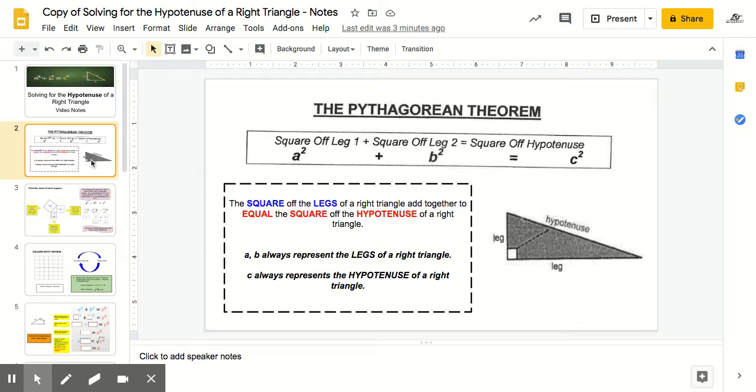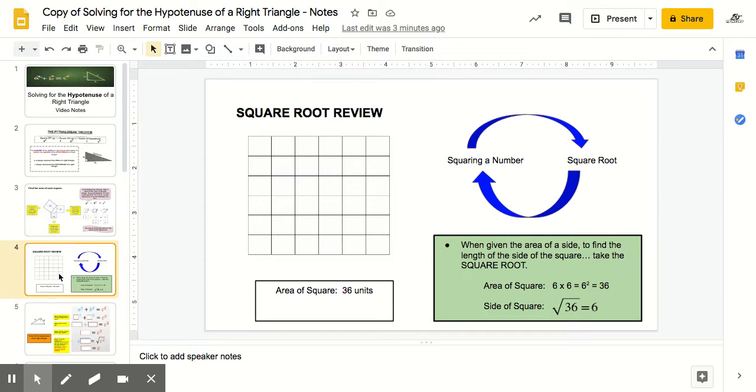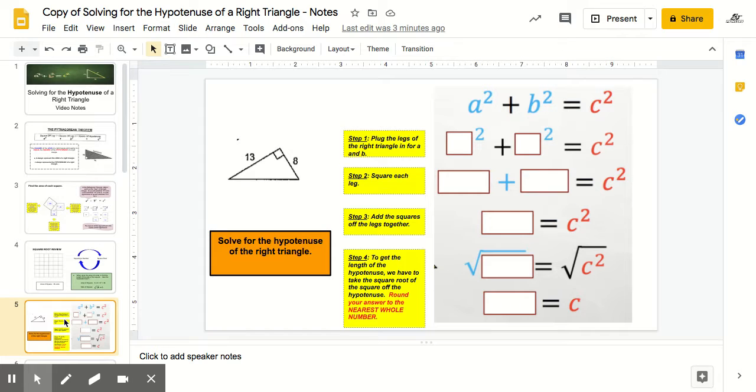Okay, so just a quick refresher that the Pythagorean theorem is a squared plus b squared equals c squared, where a and b are always the legs of the triangle and c is always the hypotenuse. Also, a quick reminder that when we use the Pythagorean theorem, we have to square numbers and take the square root of numbers. So squaring a number is multiplying that number by itself, and taking the square root of a number is determining the two factors that are the same number that will multiply to the number underneath the square root.